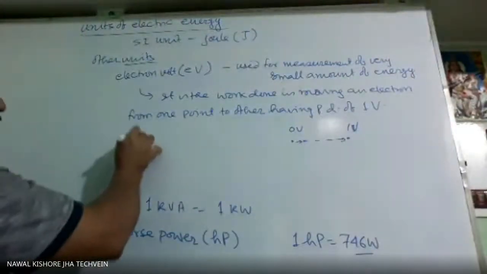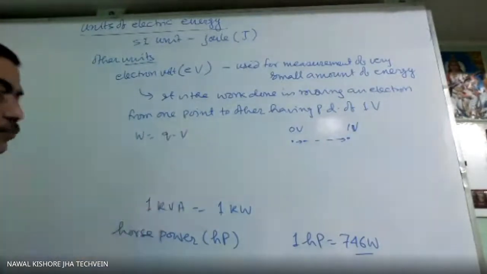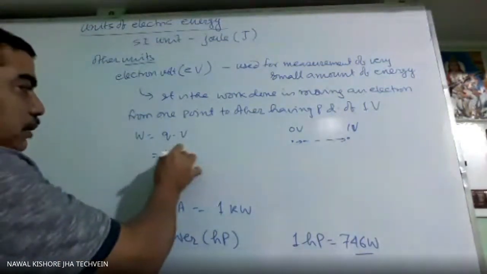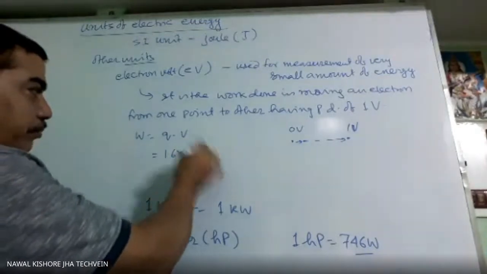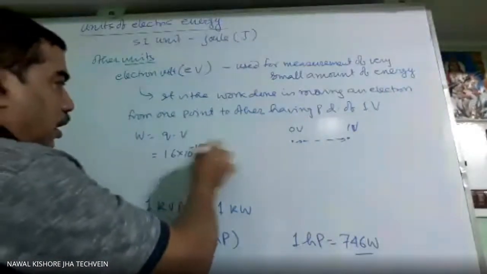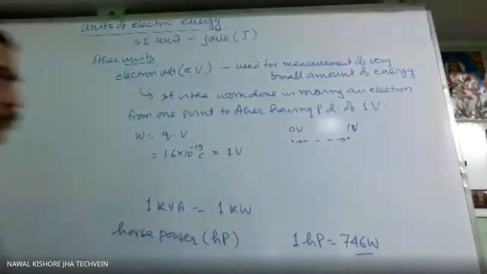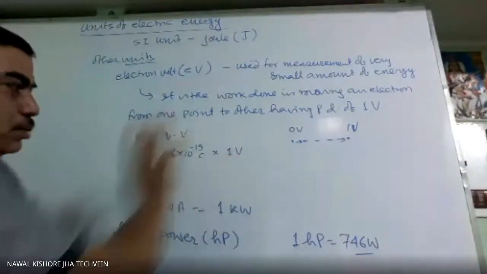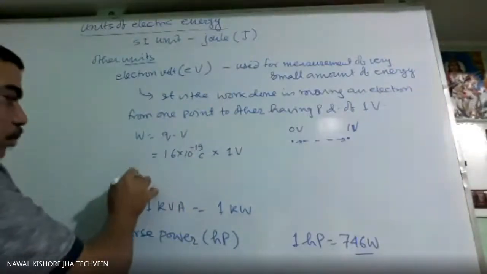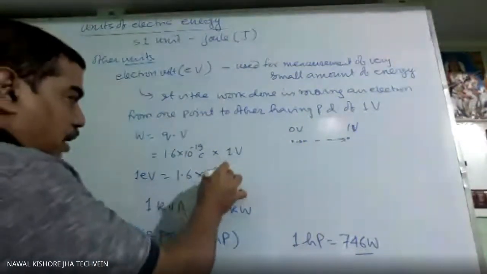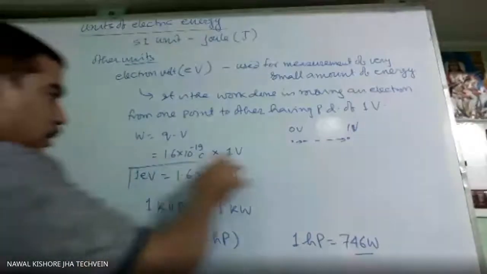As you know, this work is Q into V, charge into potential difference. Now what is the charge here? 1.6 into 10 to the power minus 19 coulomb. That is the charge of electron. And potential difference is 1 volt. Volt means joule per coulomb. So coulomb cancels, and joule is left. So 1 electron volt is 1.6 into 10 to the power minus 19 joule. This is the relation.